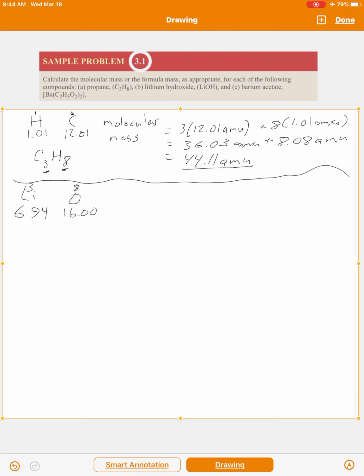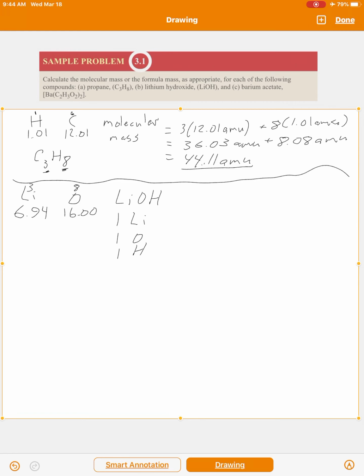Note that your values may vary a little bit. If you're using a different periodic table, you might find that oxygen is 15.999 or 15.9994. It just depends on which one you're using. I'm using the values that are rounded off to 2 sig figs past the decimal point so that I can do these calculations in my head. Okay? So hydrogen we already know is 1.01. So what's the chemical formula? The chemical formula is LiOH. That means there's one lithium, there's one oxygen, and there's one hydrogen. There's 3 atoms in this substance.